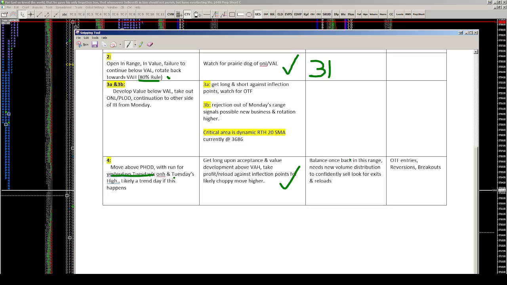All right. I don't remember that this balance once back in this range needs a volume distribution and constantly sell. I don't think this, even though we did fall back, I don't think this had anything. I just didn't delete it for some reason. Sorry about that. Some days I have to make these videos faster than others.